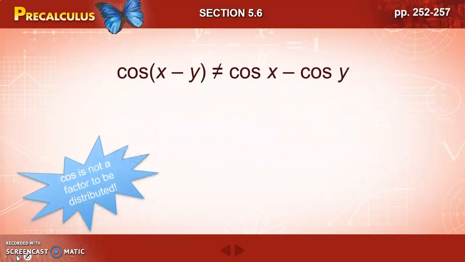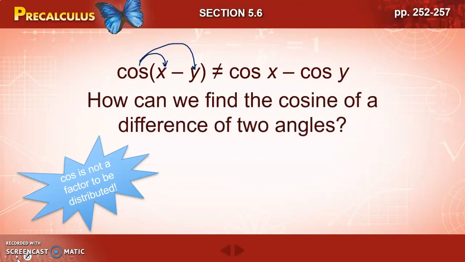So let's talk about the fact that this is true. Cosine of x minus y is not equal to cosine x minus cosine y. Cosine is not a factor that we can distribute, right? So we can't just rewrite that as cosine x minus cosine y. So what can we do when we want to find the cosine of a difference of two angles, maybe pi over 3 minus pi over 6?